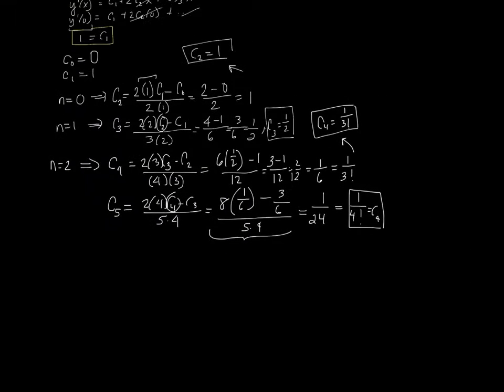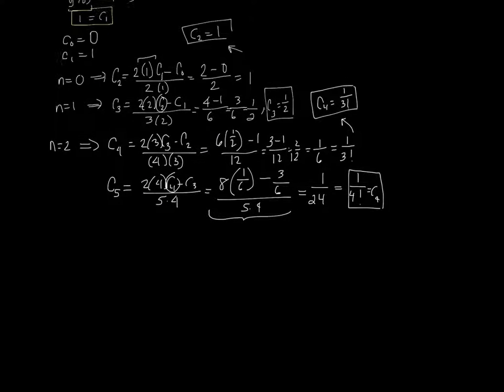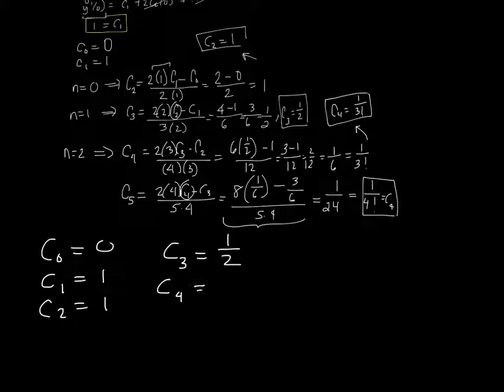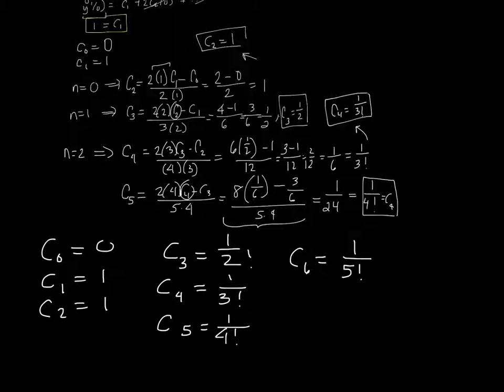So I'm going to go ahead and rewrite my C's so I remember what they are. C naught was 0. C1 is 1, C2 is 1. C3 is 1/2. C4 is 1 over 3 factorial. C5 is 1 over 4 factorial. I mean, you can figure out, C6 is going to be, let's see, 1 over probably 5 factorial. All right, this is probably 2 factorial because it's the same thing as 2.